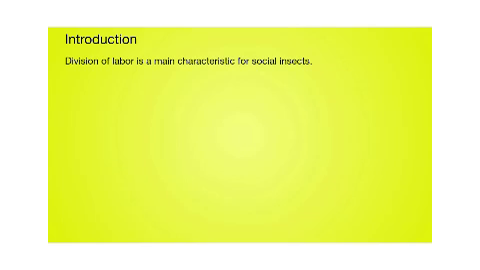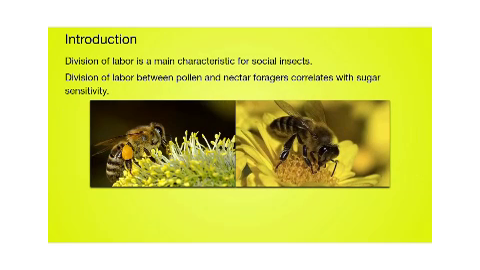Social insects such as ants, termites, and some bees exhibit division of labor, meaning that different individuals specialize in performing specific tasks to enhance the colony's efficiency. The division of labor between pollen and nectar foraging bees is a well-studied case that demonstrated how individuals' differences in sensitivity to sugars affect preferences for collecting one resource or the other.